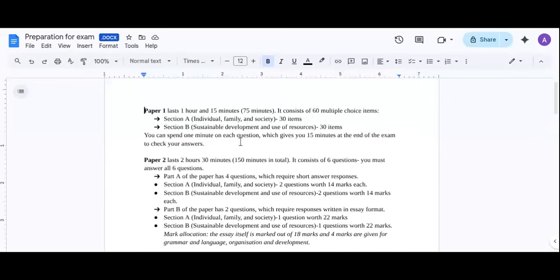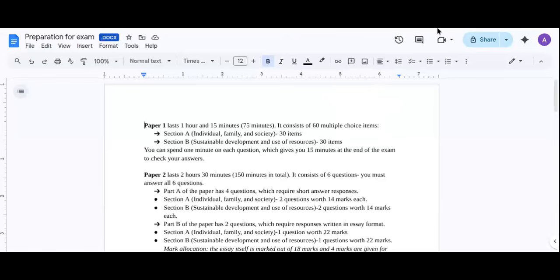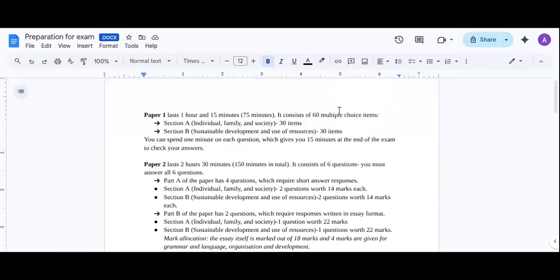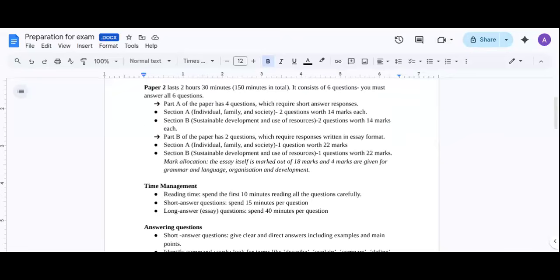Right, so preparation for the exams. The exam paper, well, we're looking at Paper 2, so let's go straight to that. Paper 2 lasts for 2 hours and 30 minutes. That's 150 minutes in total. It consists of 6 questions and you must answer all 6 questions.